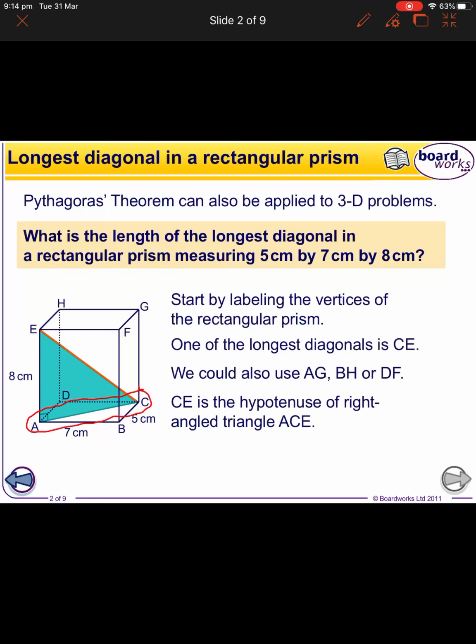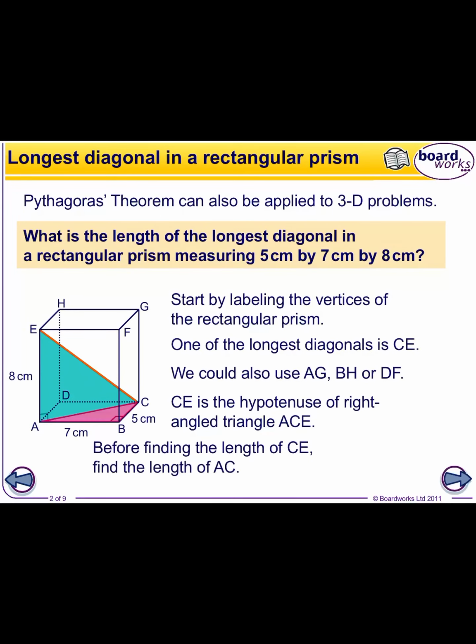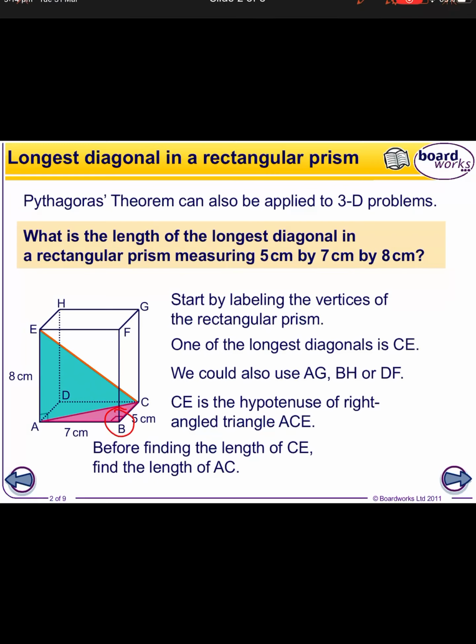What is the length of this diagonal? Well, the way to find this length AC is to realize that it's part of this triangle down here. Now, this triangle is also going to be a right angle triangle.